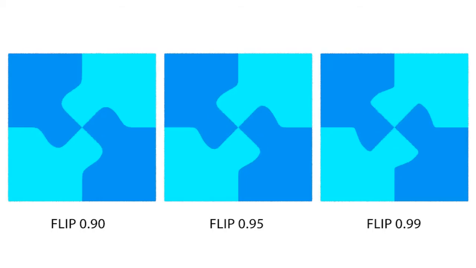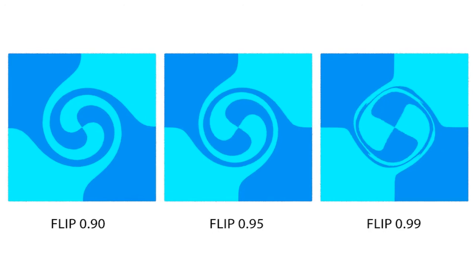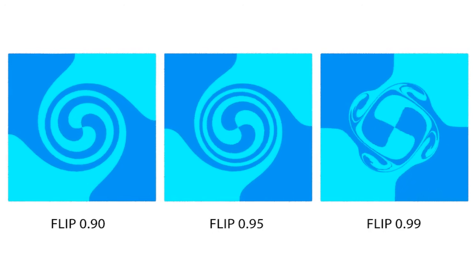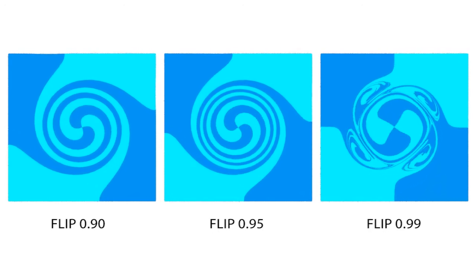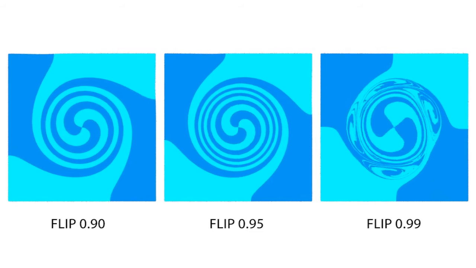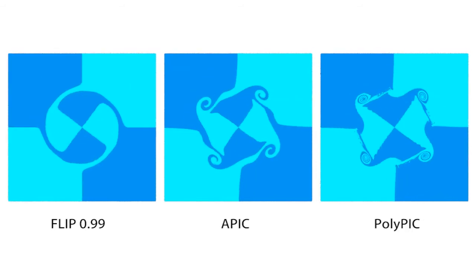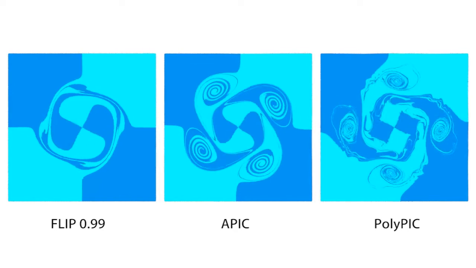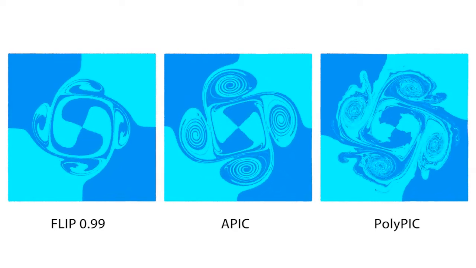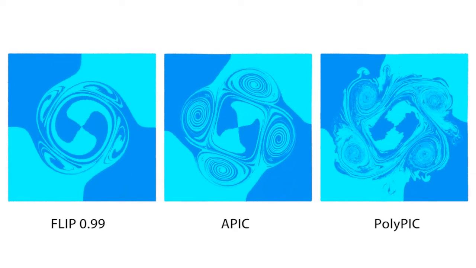To see the advantage in preserving vorticities, first we compare three self-spinning circles with FLIP 0.9, 0.95, and 0.99 respectively. Now we compare FLIP 0.99 with APIC and PolyPIC. PolyPIC has the best resolved vortical flow among all methods.